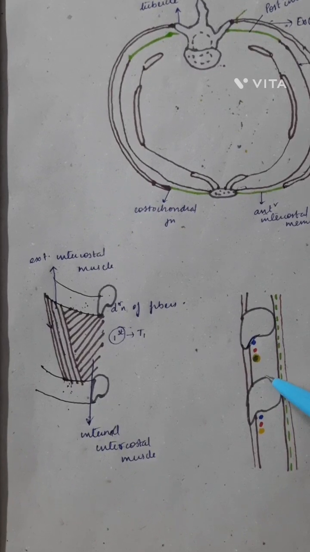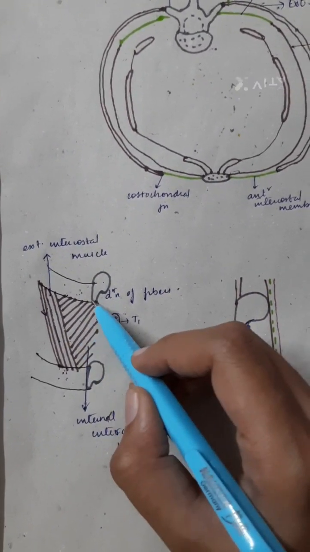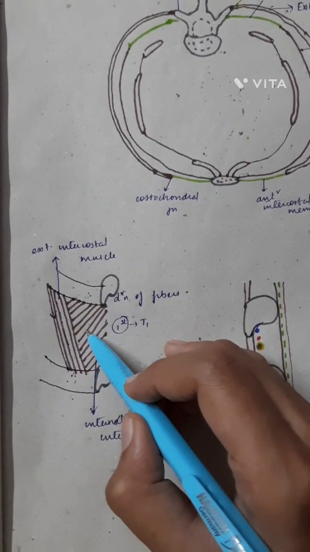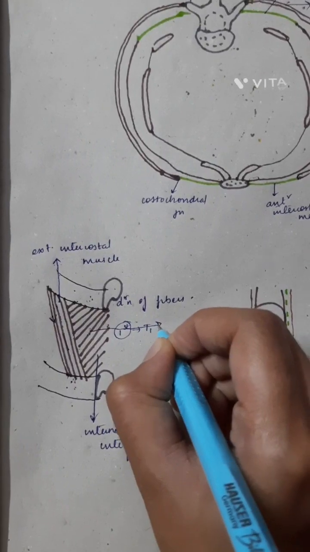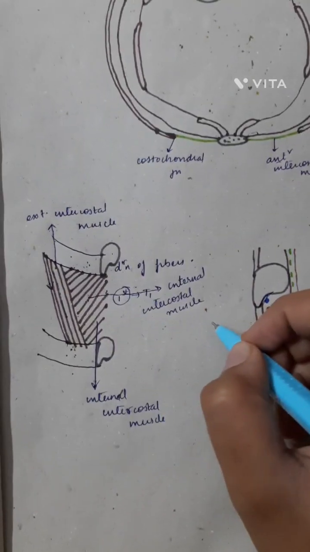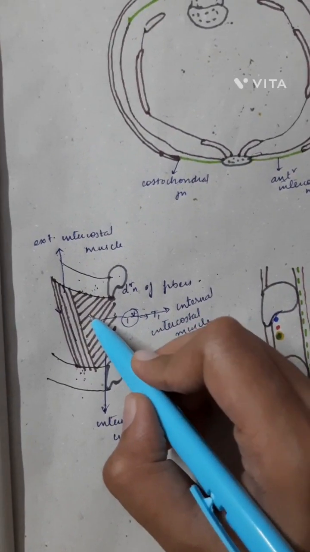Now about the direction of the fibers. The fibers are directed downward, backward and laterally.